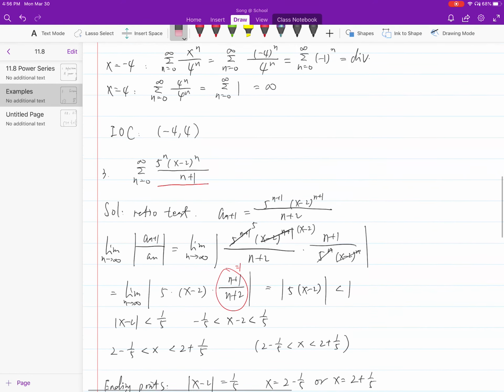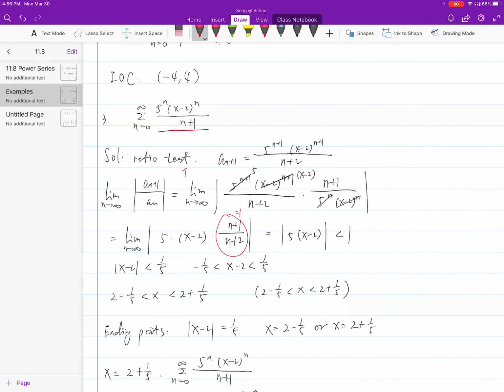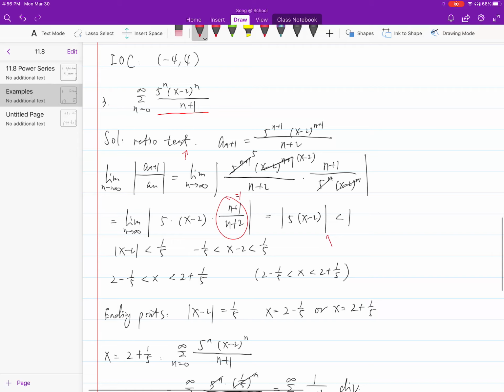So hopefully the idea is clear. You do the ratio test. You end up with something with x. To make it convergent, you'd ask it to be less than 1. Then solve and see what kind of x will satisfy that. You'll end up with an answer.